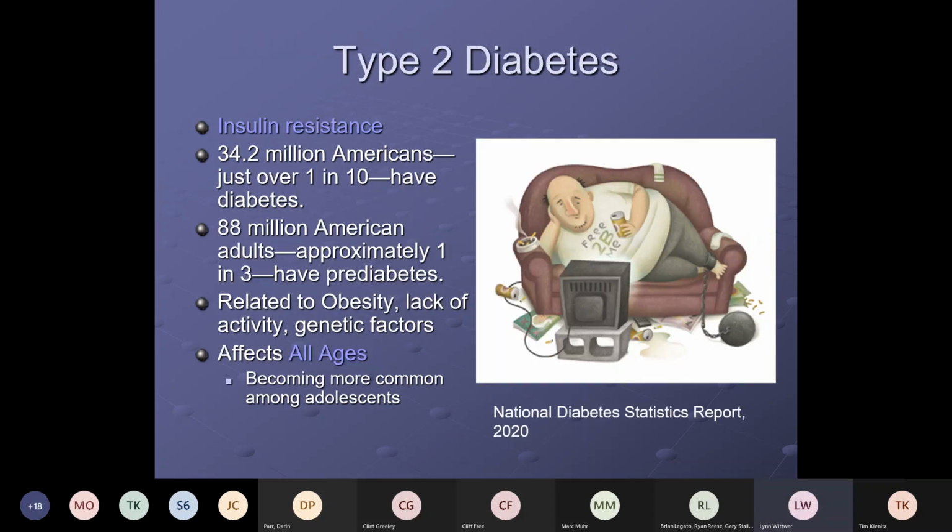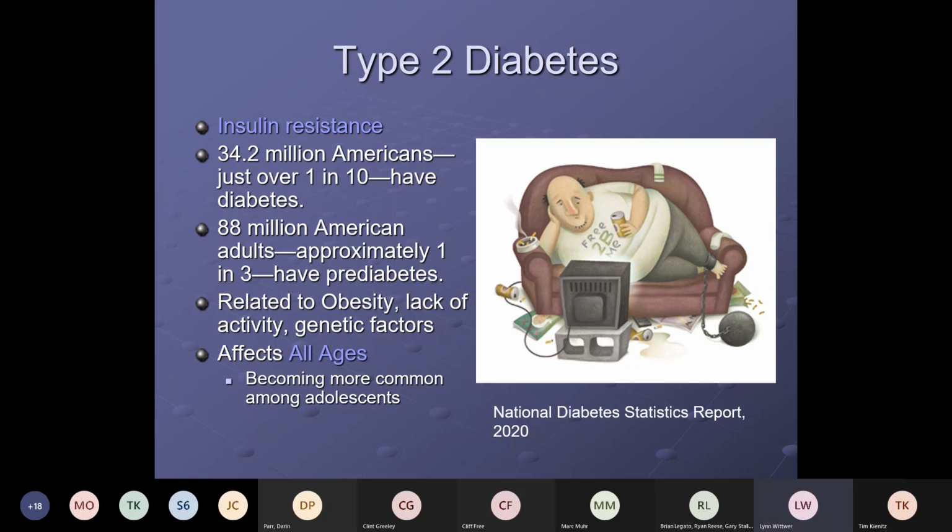Now, type 2 diabetes, insulin resistant, here's where the vast majority of diabetics lie. And this last count, 34.2 million Americans, 1 in 10, have type 2 diabetes. But 88 million American adults, about 1 in 3, are pre-diabetic, meaning that at some times during the day they will have an elevated blood glucose because they are not utilizing their insulin. The insulin that they do have is not adequately functioning and not adequately managing their glucose level.